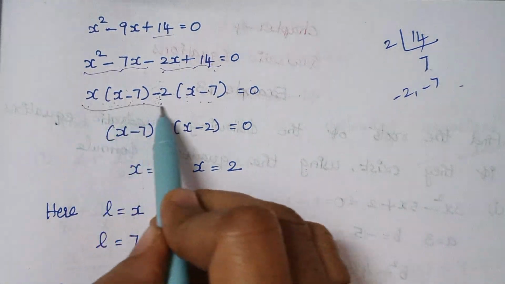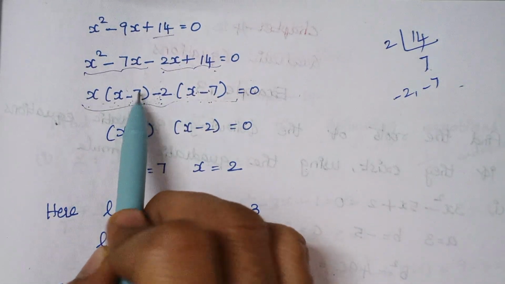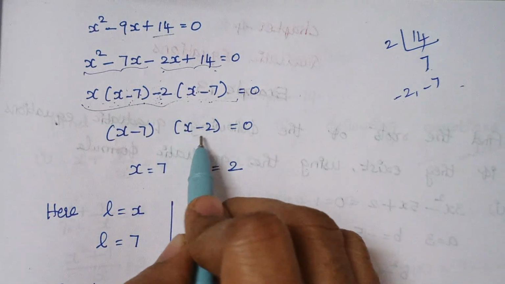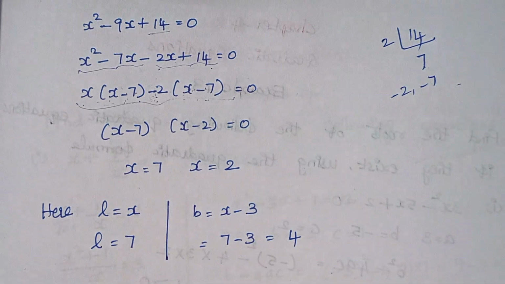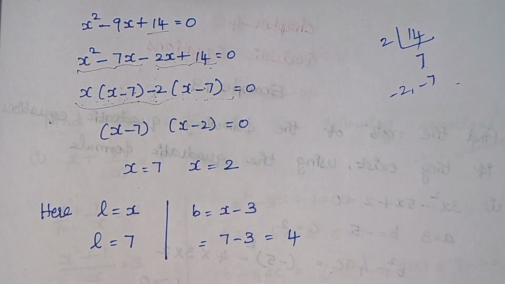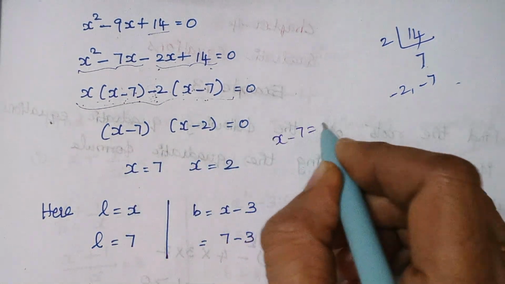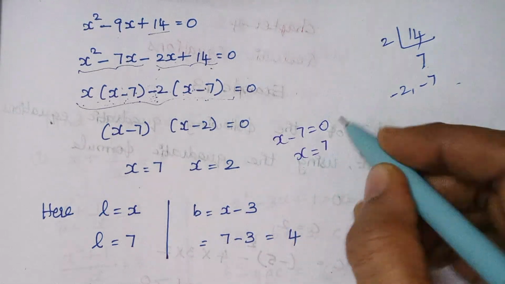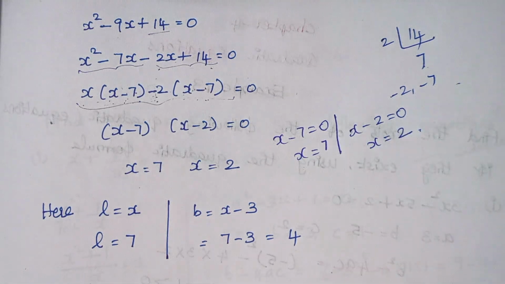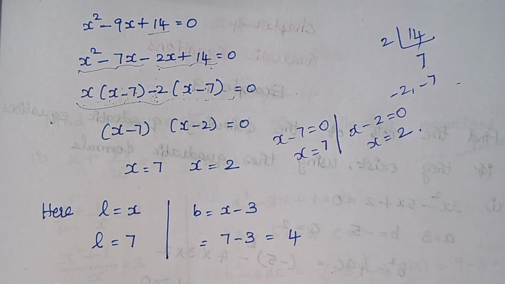Now in this expression, again the term x minus 7 is common. So just take this term outside. The remaining term will be x minus 2, which is equal to 0. Now we are going to equate these two terms individually to 0. So when x minus 7 is equal to 0, what about x? It is 7. And when x minus 2 is equal to 0, the value of x is 2. So the value of x is 7 and 2.